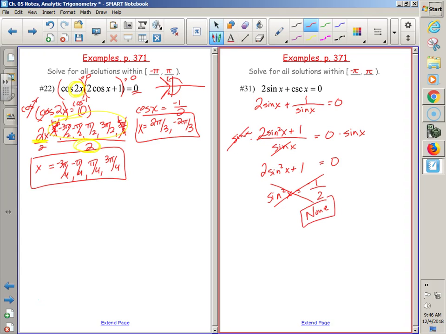Oh, but pause. If it had been a positive, guess what the square root of 1/2 is? Square root of 2 over 2. It would have been at pi over 4.